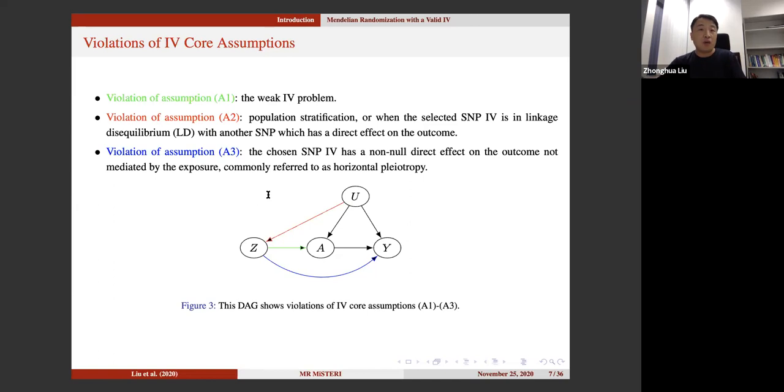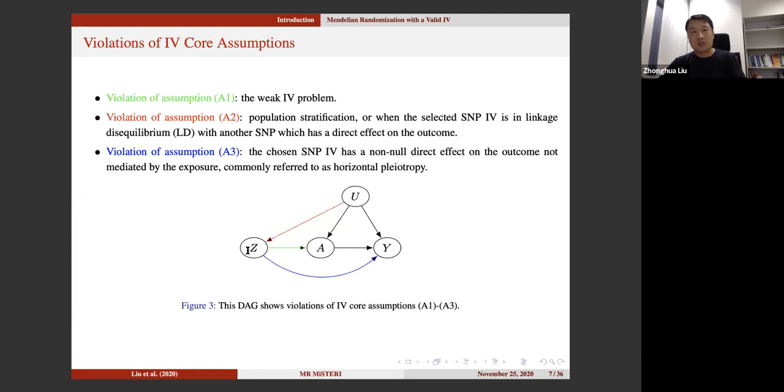Violation of A1 is called a weak IV problem. From Z to A, if the association between the IV and exposure is weak or null, the A1 assumption is violated. A2, the so-called IV independence assumption, can also be violated. Here, there's a red arrow from U to Z. If this arrow is present, that means assumption A2 is violated. For example, when we have a population stratification, or the selected SNP IV is in linkage disequilibrium, or LD, with another SNP that has a direct effect on the outcome. If this happens, assumption A2 is violated, represented by this red arrow from U to Z.